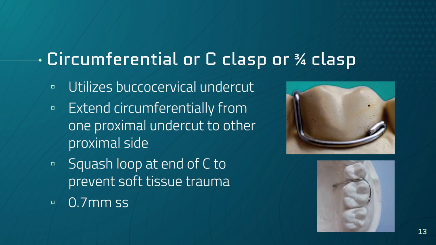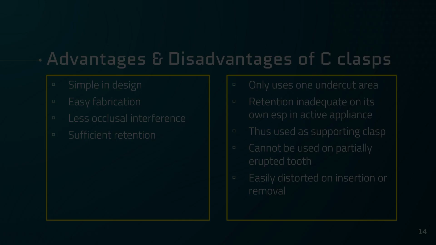The next clasp is known as the circumferential or C clasp, or a three-quarter clasp. This utilizes the buccocervical undercut, and it extends circumferentially from one proximal undercut to the other proximal side. There's a squash loop at the end of the C to prevent soft tissue trauma. This clasp is also made from 0.7 millimeter hard stainless steel wire.